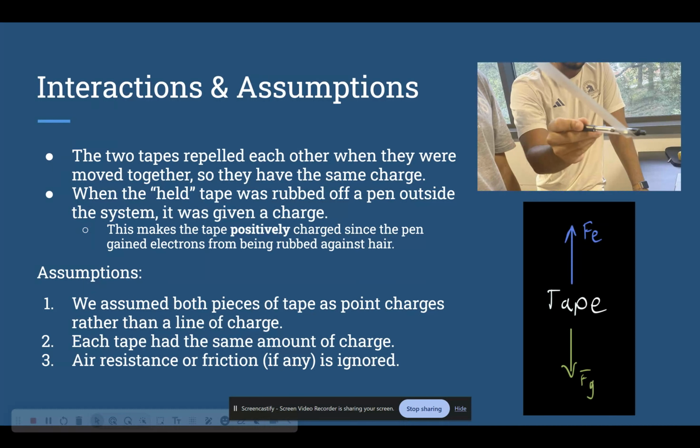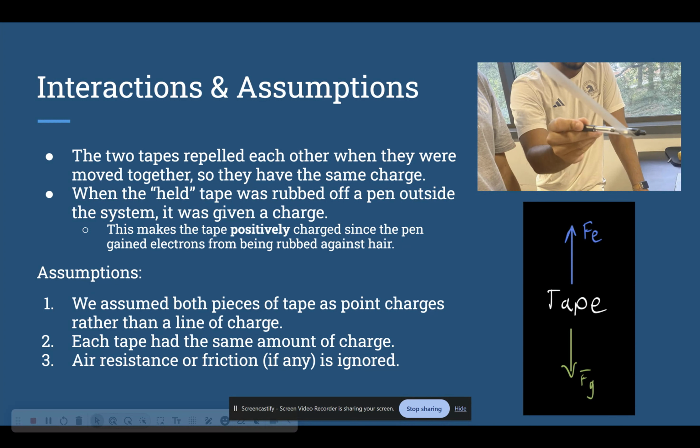And we found that this charge was positive because we not only ripped the tape off another piece of tape, but we ripped it off a pen, and the pen was negatively charged after gaining electrons from being rubbed against the hair, which means that if they were attracted to one another, the tape would be positively charged. And we assumed that both pieces of tape were point charges rather than a line of charge, and each tape would have the same amount of charge, even though this wasn't exactly the case, and any air resistance or friction is ignored.